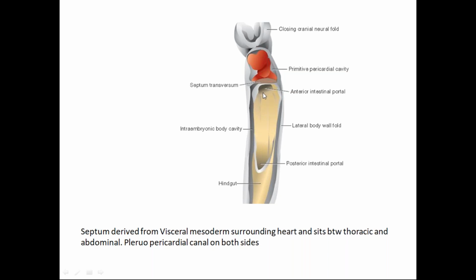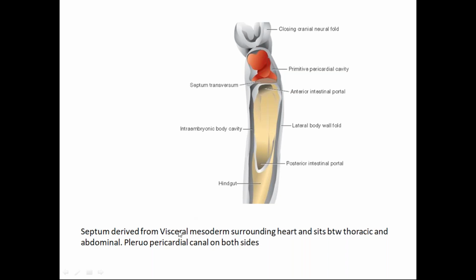As it is getting converted, the proximal part of this tube is called the foregut. It's behind this, so we can't see it. This is the midgut tube and the lower part is the hindgut tube. The part where the foregut and the midgut meet is called the anterior intestinal portal, and between the hindgut and the midgut is called the posterior intestinal portal.